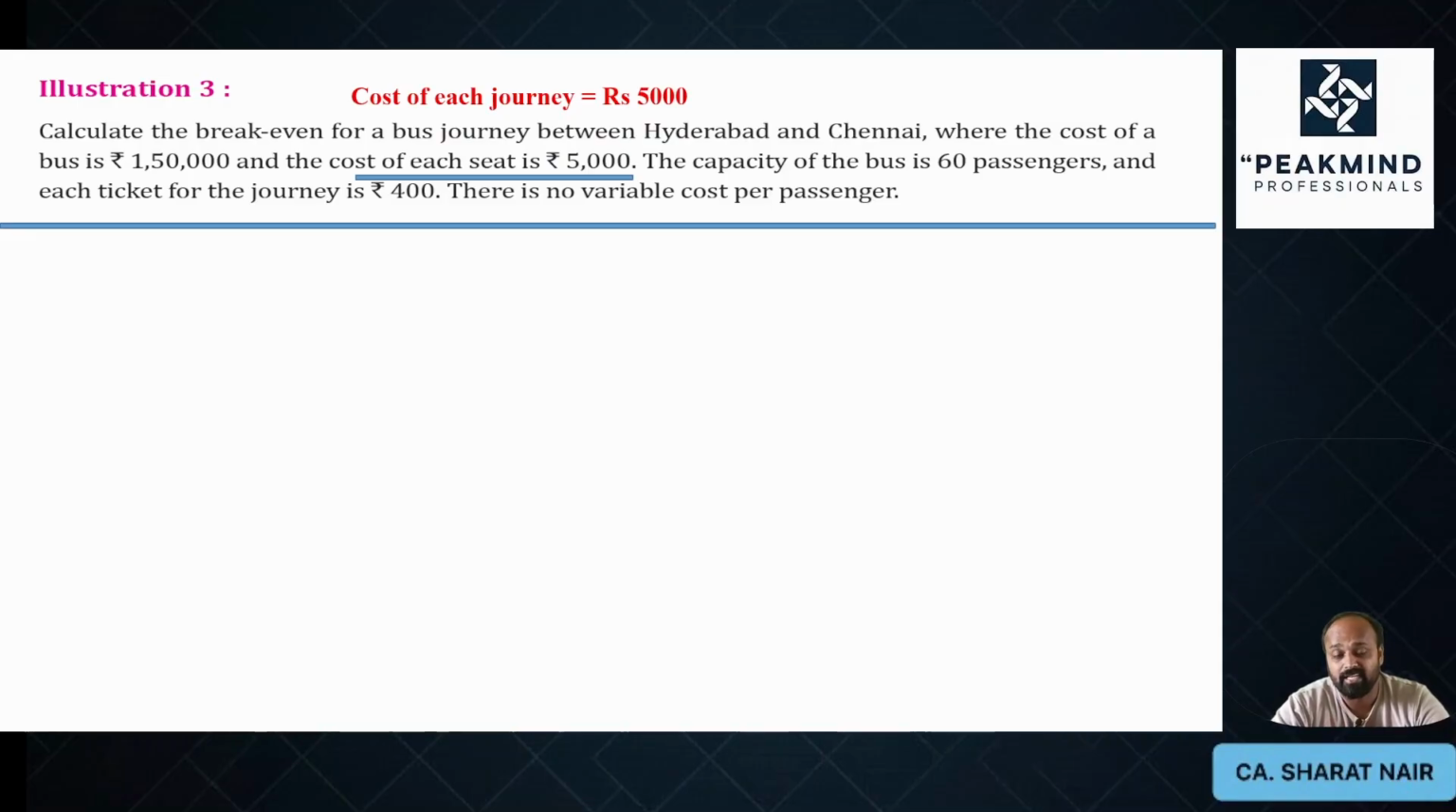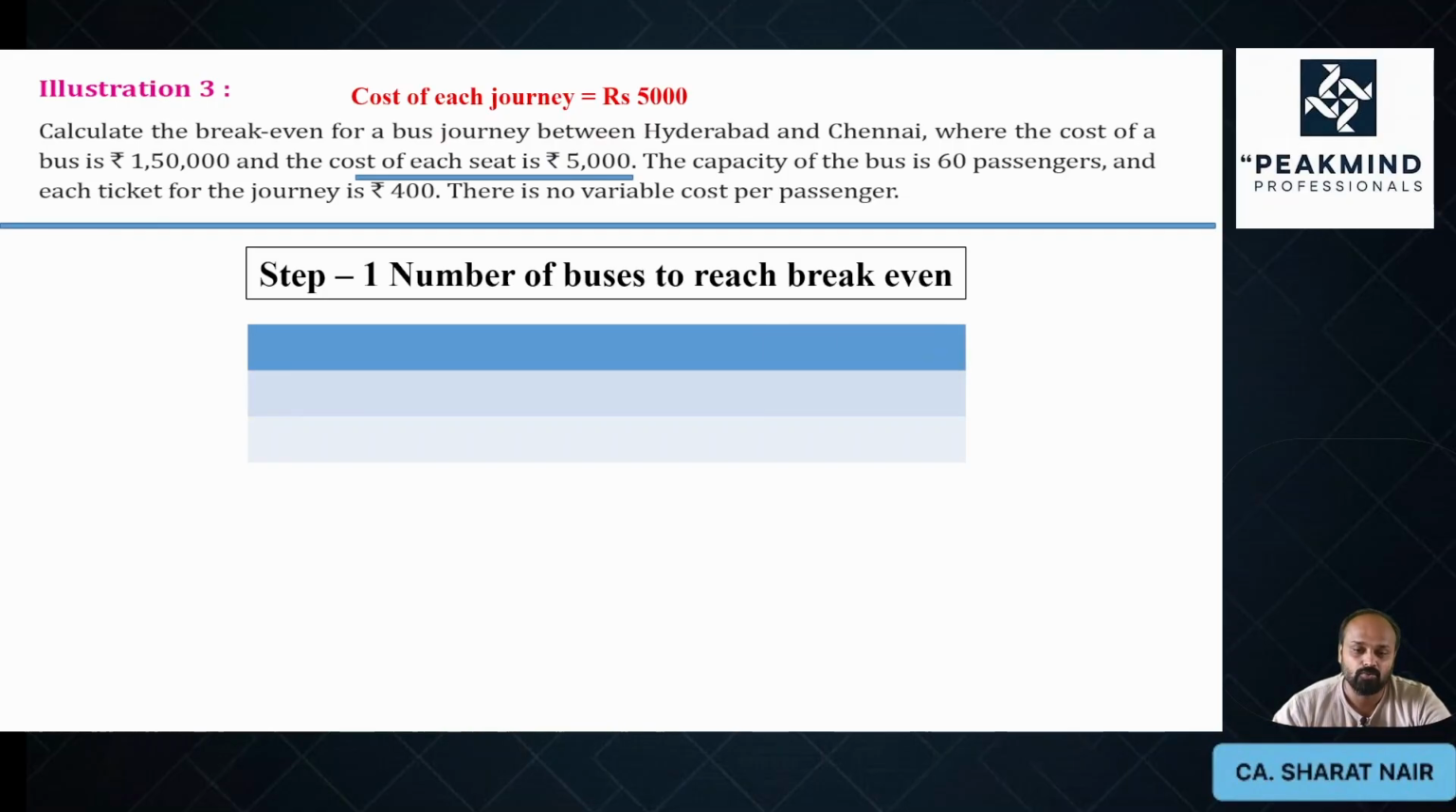Now the important line next one is there is no variable cost per passenger. If I interpret cost of each seat is rupees 5,000, automatically depending on the number of passengers, it will keep on fluctuating. So it will again become my variable cost. So I can't consider it as cost of each seat. It should have been cost of each journey.